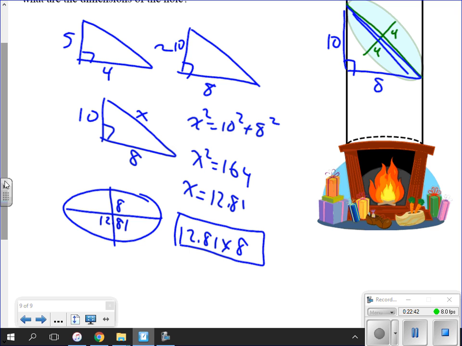Should actually be a chimney, not a flue, but the flue and the chimney are the same thing. Okay, questions?